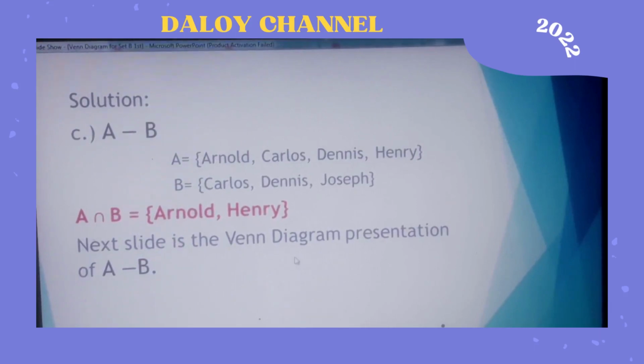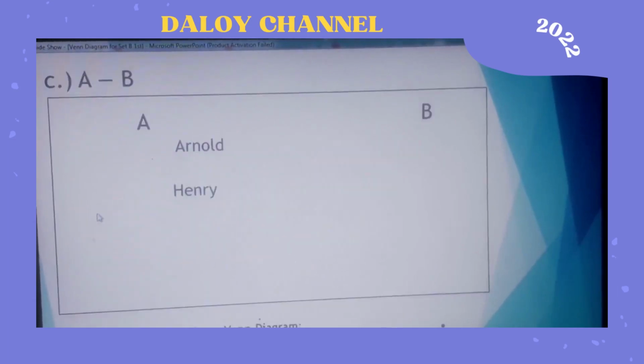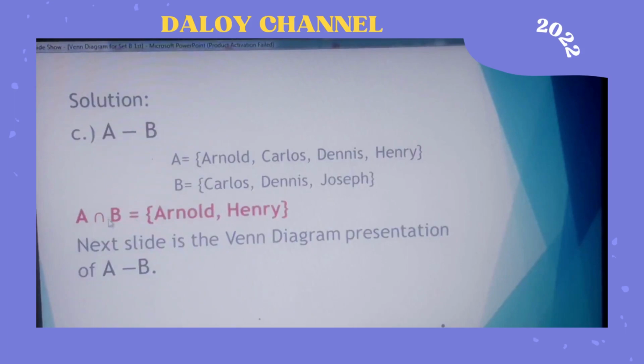So in this case, since A is considered as the minuend, the symbol here should be corrected. This will be A minus B.